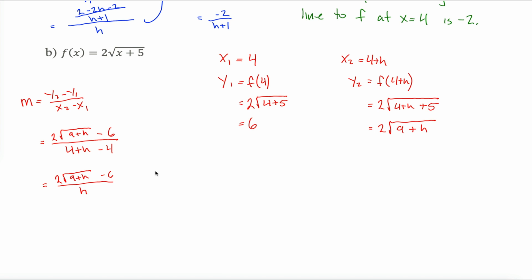What is the conjugate? The conjugate is something that exists when you have 2 terms. In this case, the 2 terms are 2 times the square root of 9 plus h, that's my first term, and 6, that's my second term. The terms are the things separated by plus and minus signs, in this case a minus sign.